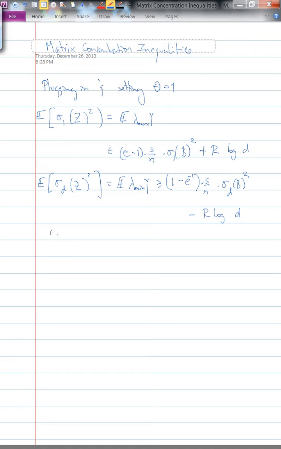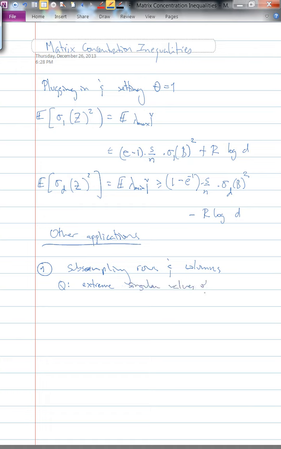So one of the applications of this is to give guarantees on when a subsample of a matrix will be non-singular. So there are some other applications that are quite similar. One is we can think about subsampling rows and columns. So this is basically saying if I give you a fixed matrix and I randomly select a submatrix of it, what are going to be its extreme singular values? So the question is about the extreme singular values of a random submatrix.